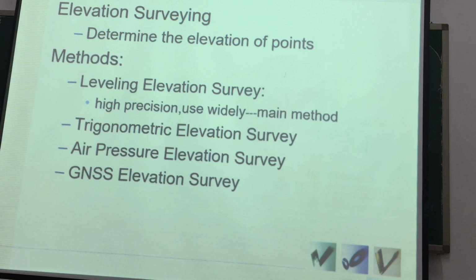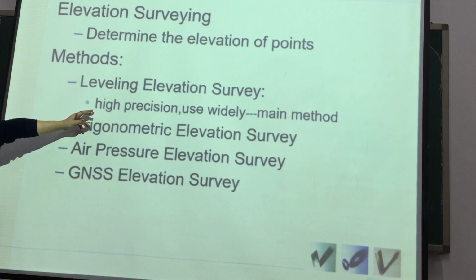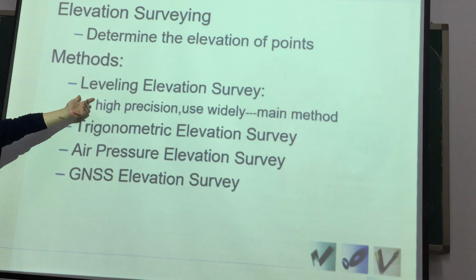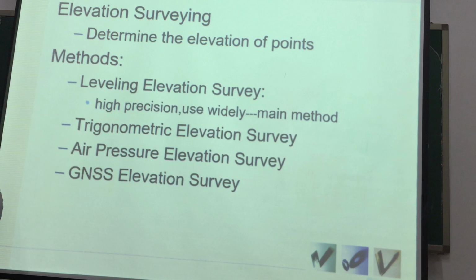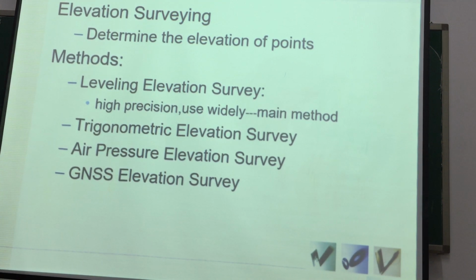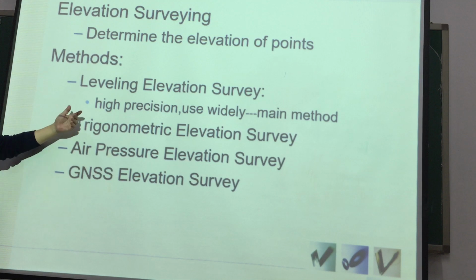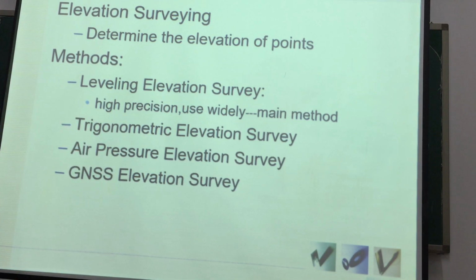To determine the elevation of points, we have many methods. First is leveling elevation survey, used with high precision. This method, leveling, is the most popular method in engineering projects. Using this method, we can get a precise elevation of points. And so we say this is the main method.